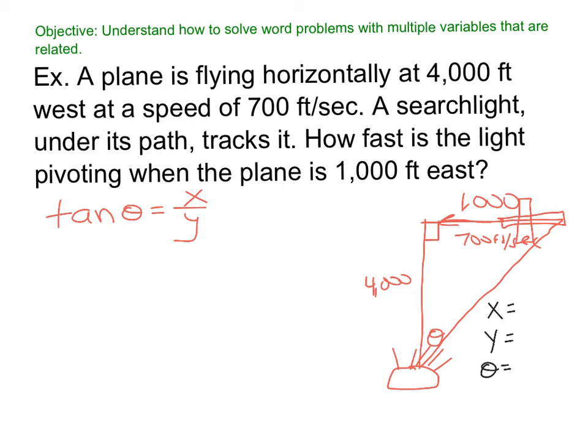All right, so x is my 1,000. My y is 4,000. I don't know theta, and then we have dx dt. What's dx dt? 700, but it's getting smaller because it's going that way, so I'm going to say it's negative 700. dy dt, what's dy dt? That's just 0. The height of the plane is not changing. And then d theta dt, and that's actually what we want to know. That's our question mark, right?